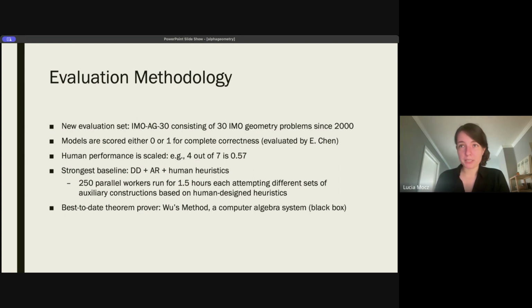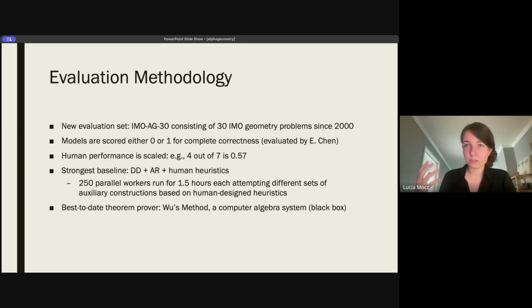No intermediate points, no partial solutions are given to the model. For human test takers, though, taken by human performance in the past on the IMO, humans are actually scored for partial scores, for partial points. For human scores, they're scored out of 7 points.